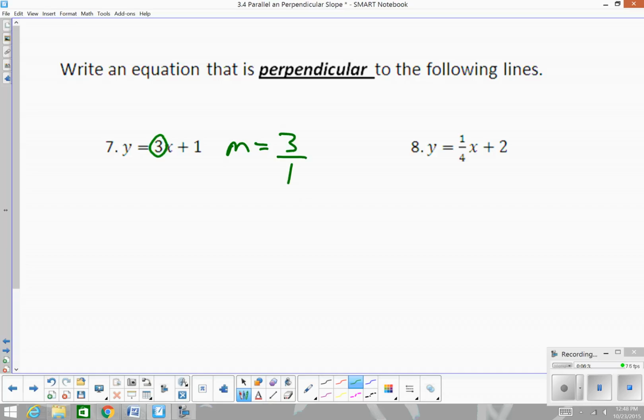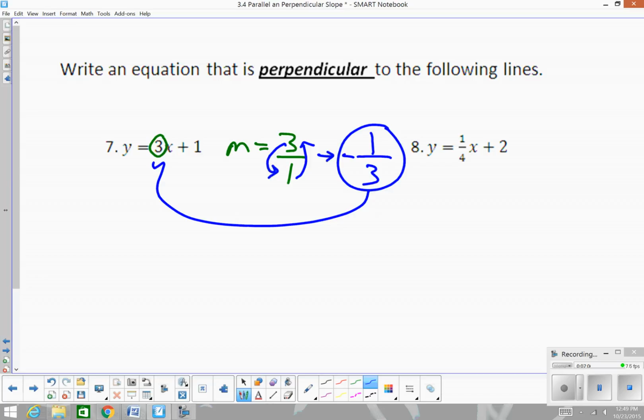Okay, so now thinking about opposite reciprocal, that one's positive, this one has to be negative. Okay, if this is 3 over 1, that 1's going to come up here, that 3 is going to go down there, and my reciprocal slope is going to be 1 over 3. So in complete form, we're going to have negative 1 over 3 as my slope. So really, all I'm going to do is take that and plug it in for my slope.